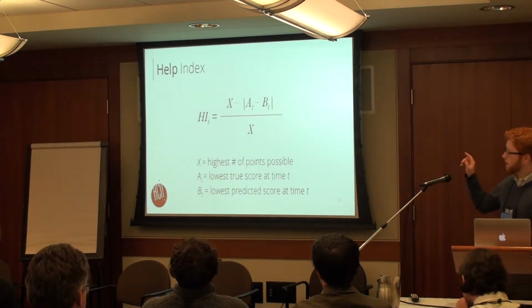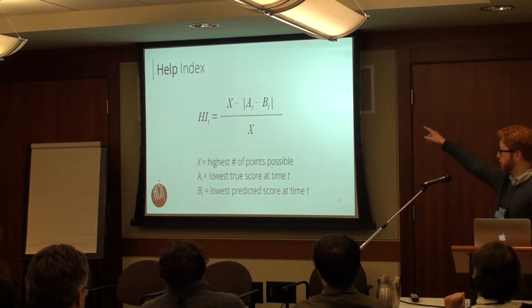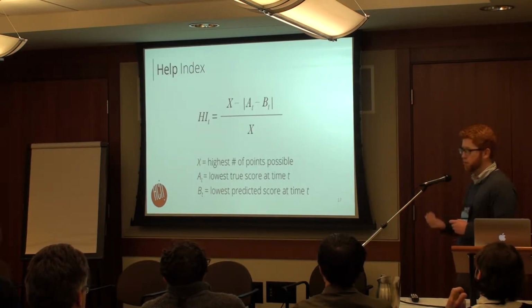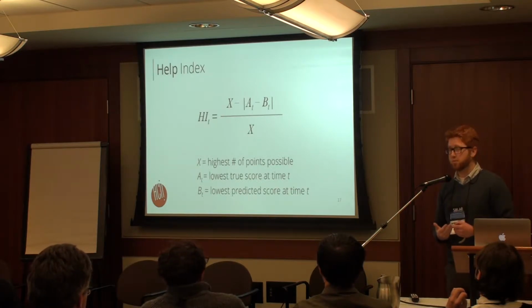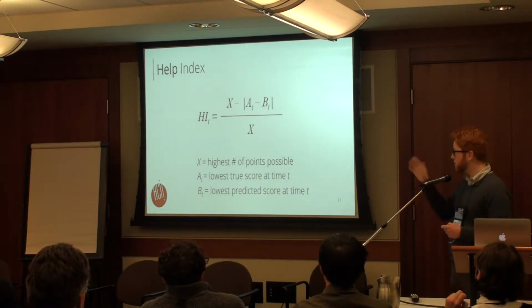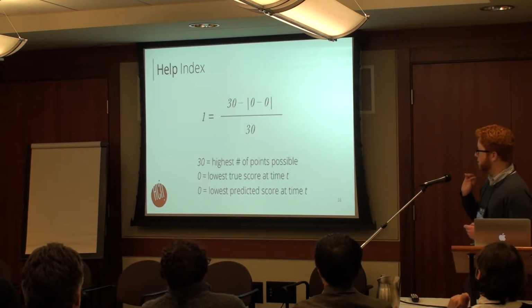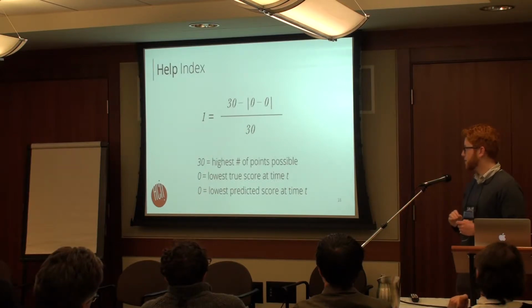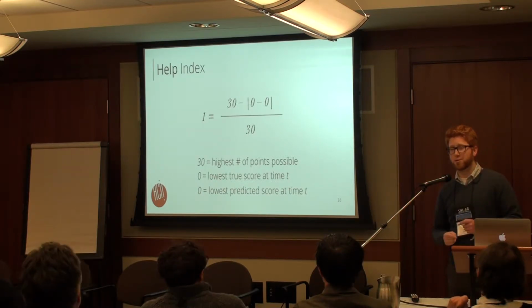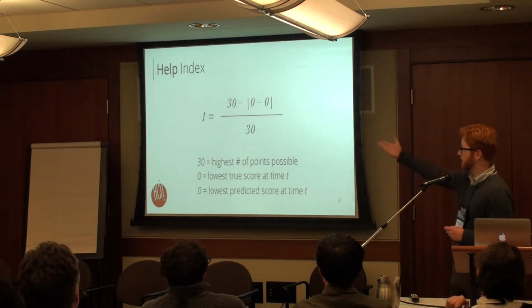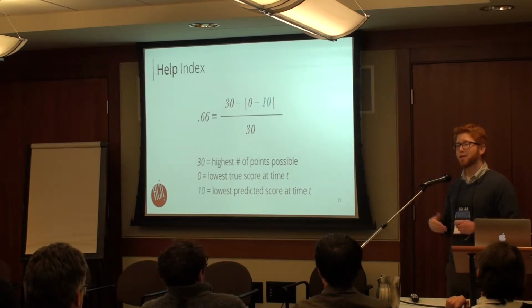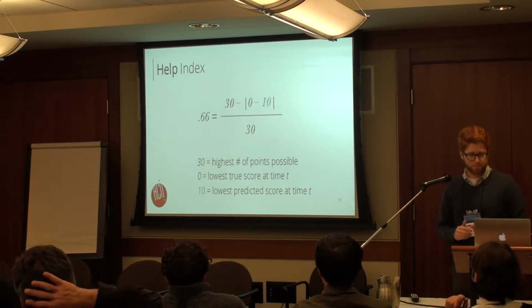So we take the lowest true score at time t and subtract it from the lowest predicted score. We take the absolute value of that, subtract it from the total number of points possible, and then divide it by the total number of points possible. So for example, if the lowest actual score that a student is going to get is 0, and we predict that the lowest score is 0, then our model is doing a pretty good job. We get a perfect score of 1. But if we predict that the lowest score is 10, then we get a lower help index score.